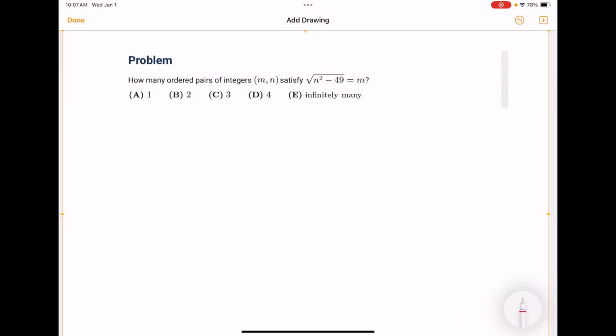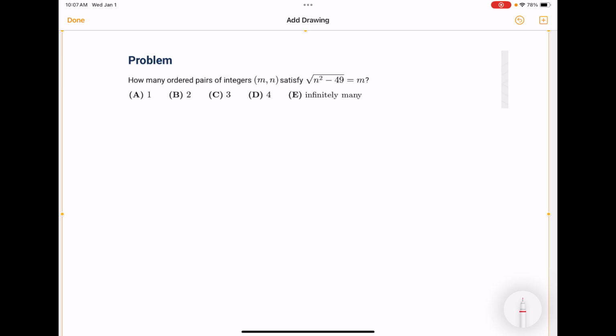The problem states: how many ordered pairs of integers m and n satisfy the square root of n squared minus 49 is equal to m. The first thing we have to note here is that m is a non-negative number, and that's because m is equal to the square root of something, so m cannot be negative. So m is greater than or equal to 0.